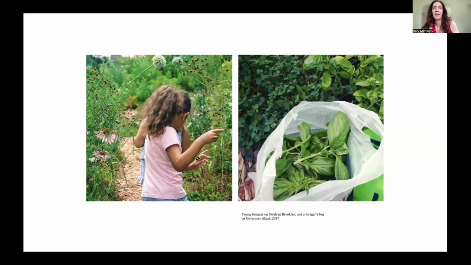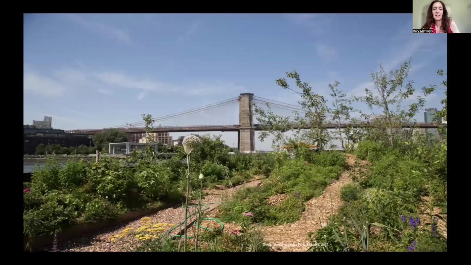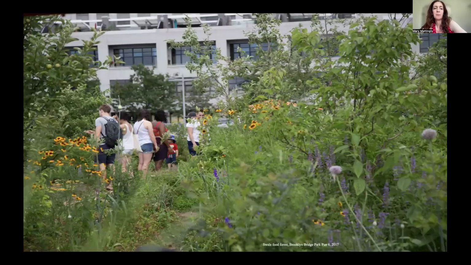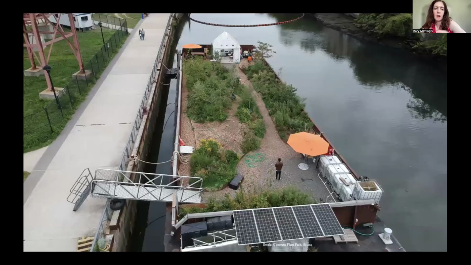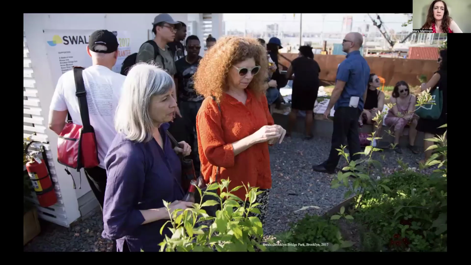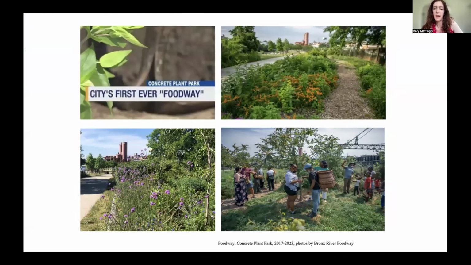There were times when young people brought their families on, and people would come back repeatedly to forage. It expanded a network of interest to the point where, in one park, Concrete Plant Park here in the Bronx, the New York City Parks Department decided that they would break this rule, and they made this food forest on land that's about 7 acres where people can go and forage.